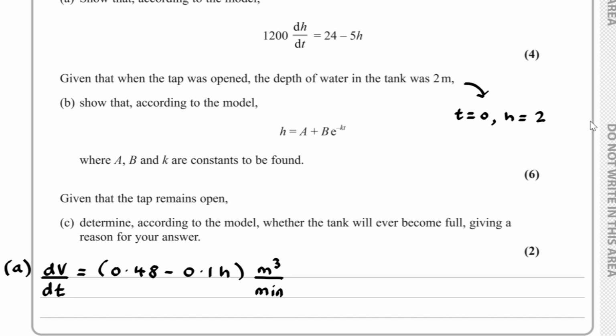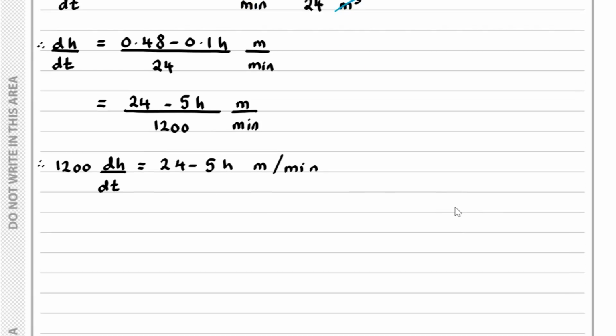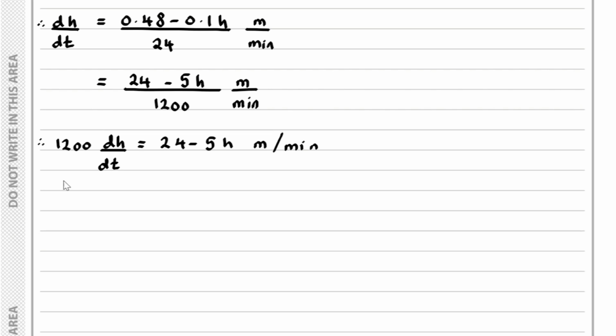We've been given a condition. What we have here is a differential equation. We need to find out what h is. Let's begin by separating the variables. If we separate the variables, we've got 1200 over 24 minus 5h dh equal to 1 dt.